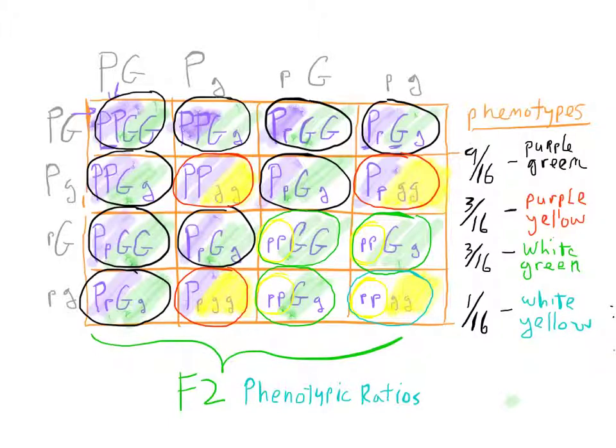So in conclusion, the phenotypic ratios for the F2 generation in a dihybrid cross are always in the ratio 9 to 3 to 3 to 1.